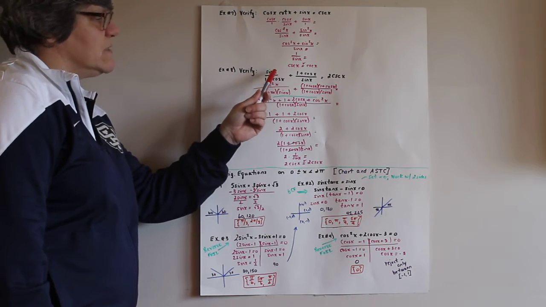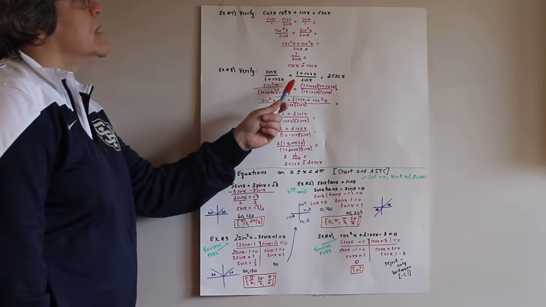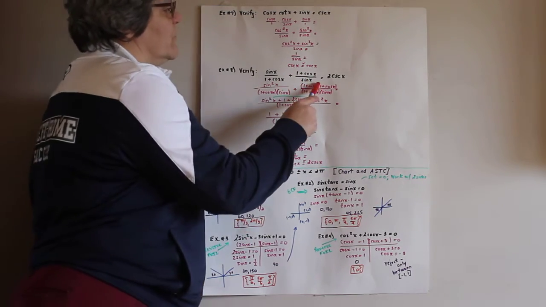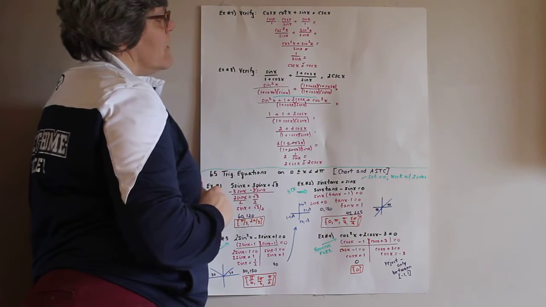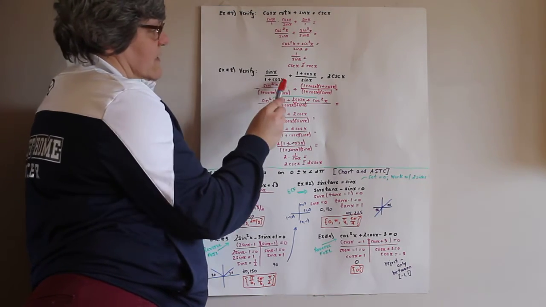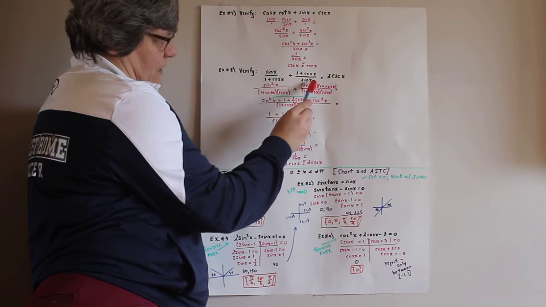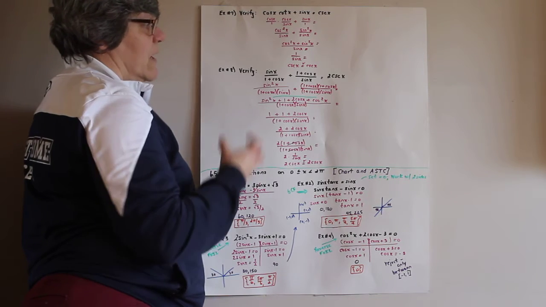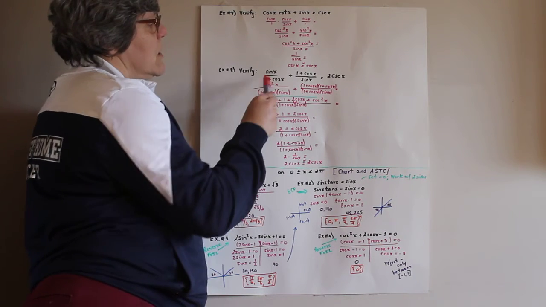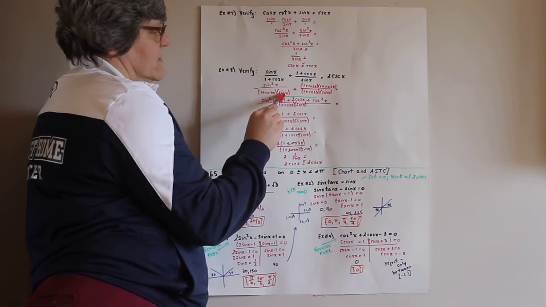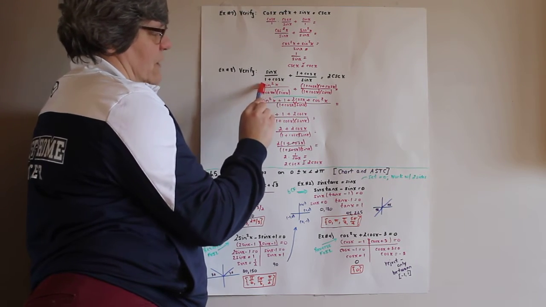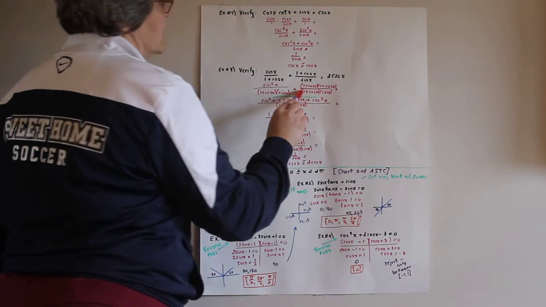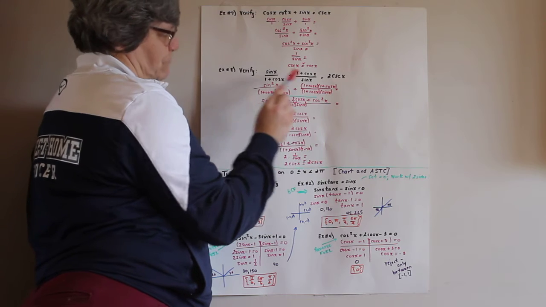Example number 8, verify: sine x over 1 plus cos x, plus 1 plus cos x over sine x, equals 2 cosecant x. So what we need to do is realize that these denominators are in no way related to each other at all. So when we have that situation in fractions, we have to take both parts and just put them right next to each other. So this is 1 plus cos x and this is sine x on the first fraction. Plus, this is 1 plus cos x and sine x on the denominator of the second fraction.